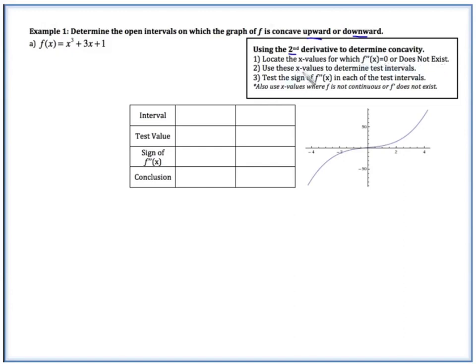Okay, we're going to use these x values as our testing intervals. And then we want to test the sign of f double prime of x, or the second derivative, in each of the testing intervals. Now we also want to use x values where f is not continuous or f prime does not exist. First off, we need to find that second derivative.